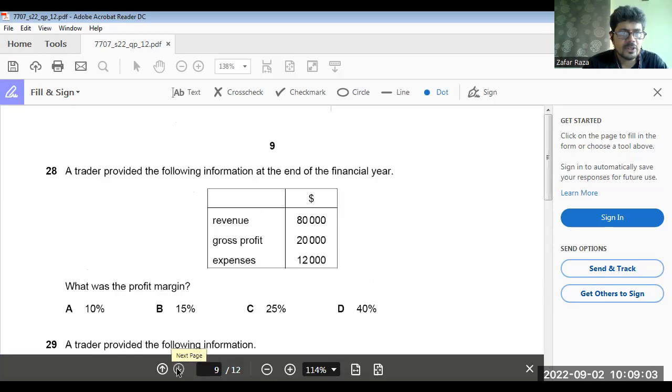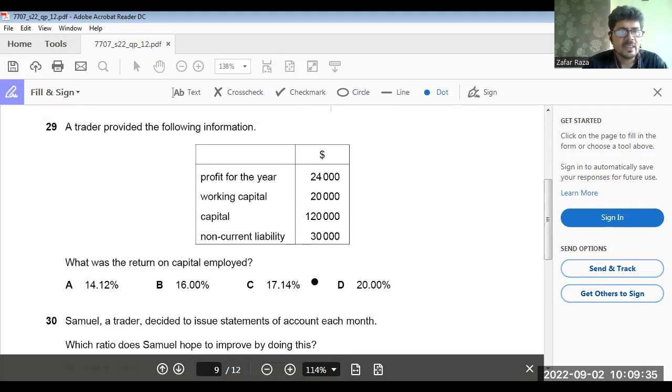Now come to question 28. A trader provided the following information at the end of the year: revenue, gross profit, expenses. What was the profit margin? So what do you think? C. The difference between gross profit and expenses is 8,000 divided by revenue 80,000 means 10%. Yes. Easy.